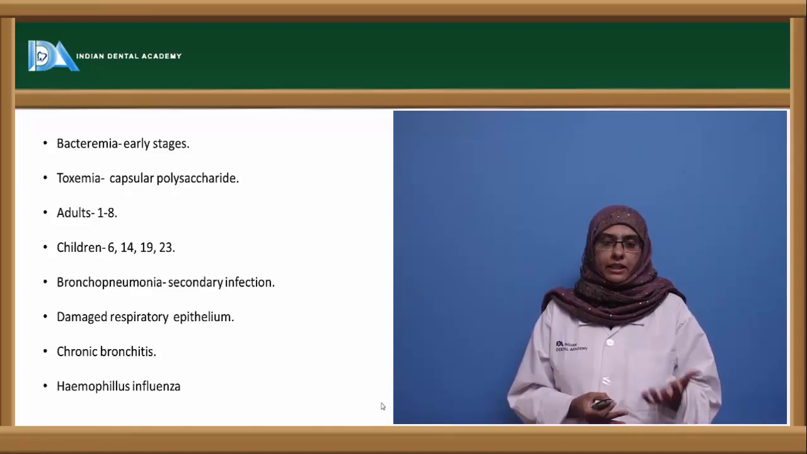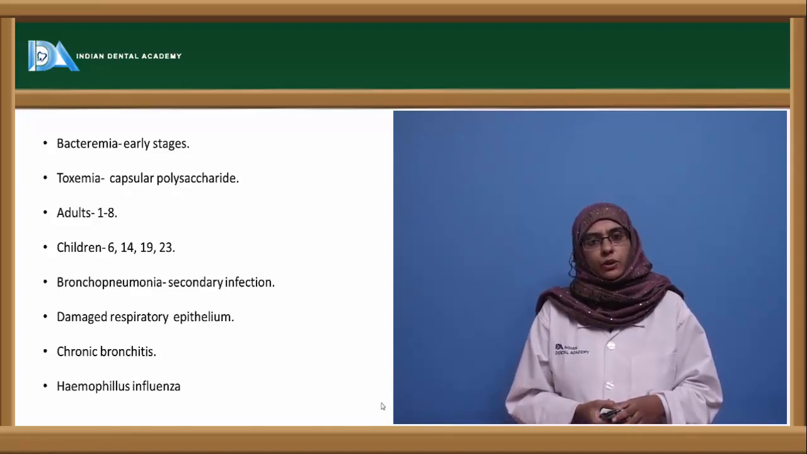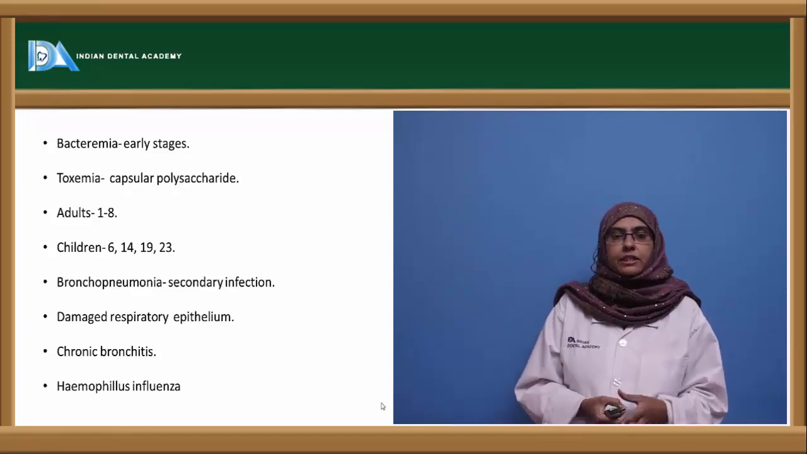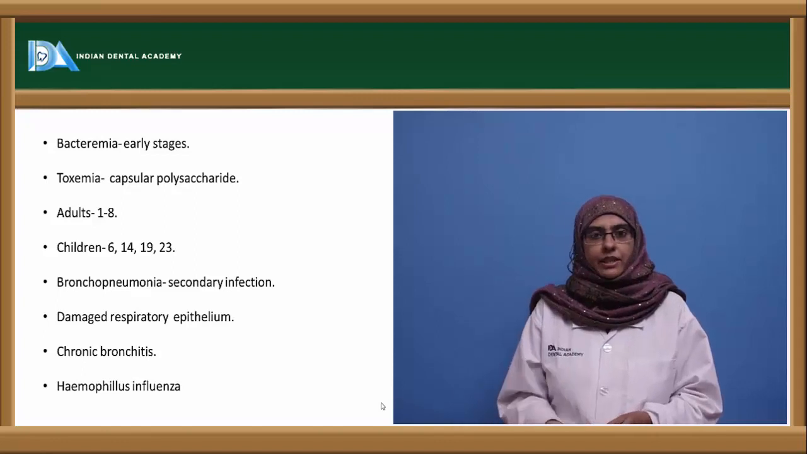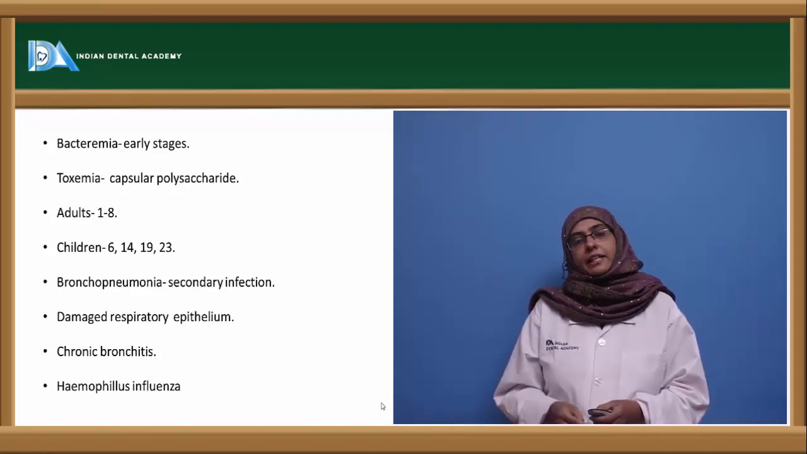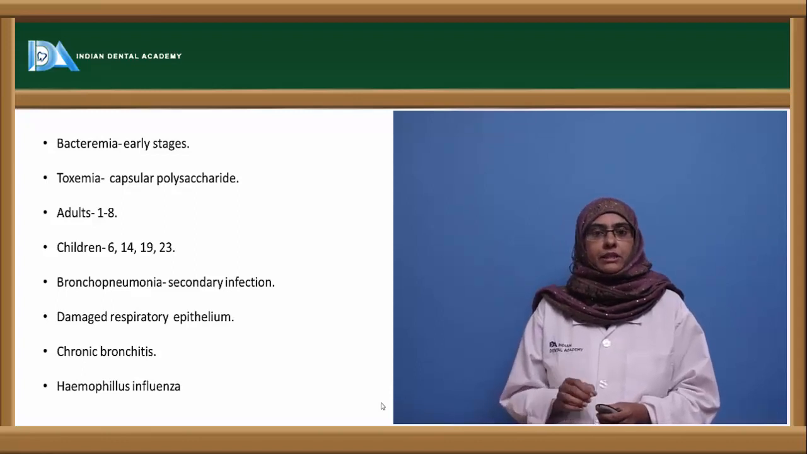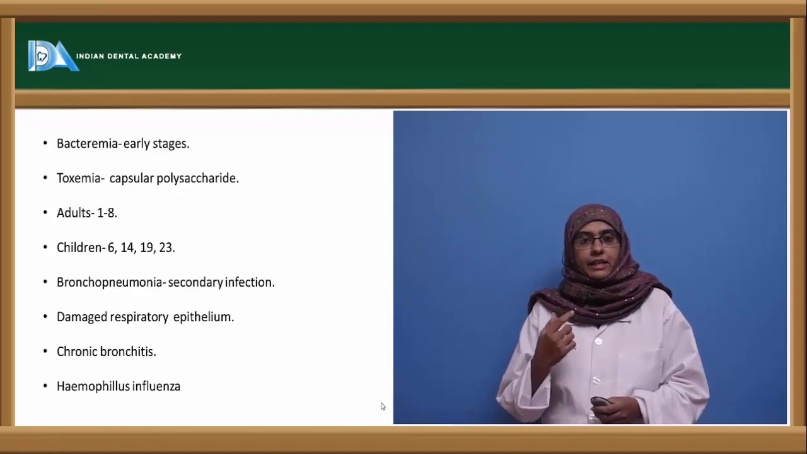And in the adults, the strains that are mostly responsible for the pneumonia are types 1 to 8, and in the children it is 6, 14, 19 and 23. And apart from that, the other infections that are caused by pneumococcus are bronchopneumonia, which is a characteristic feature of this organism, that it is able to cause a secondary infection. Now, what does a secondary infection mean?